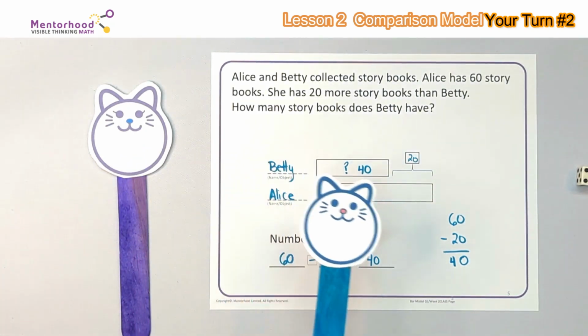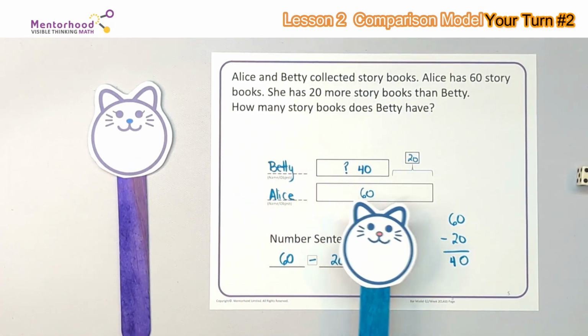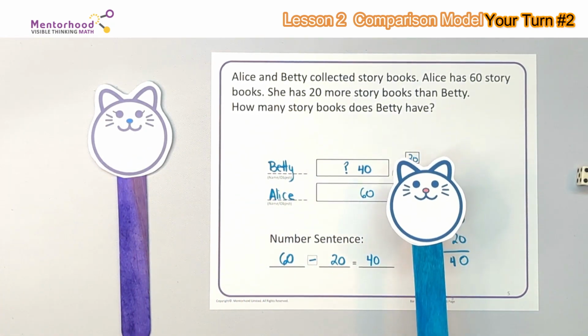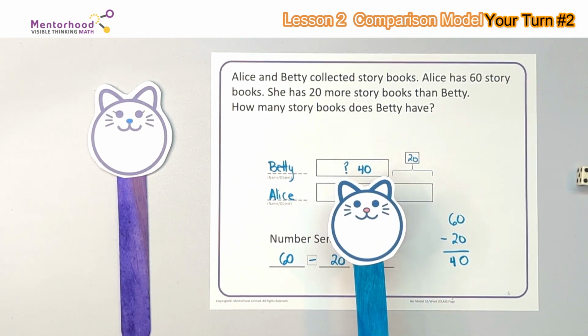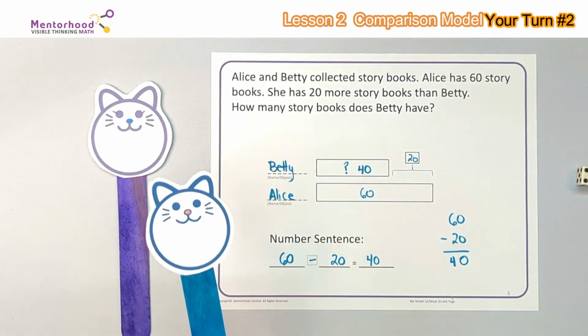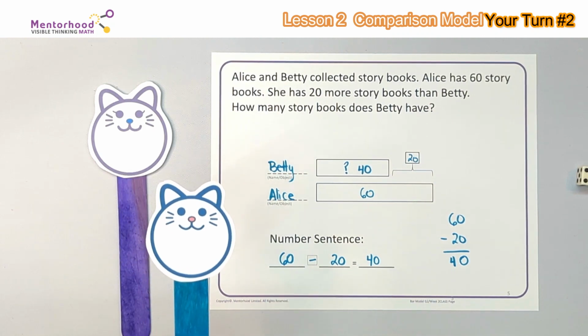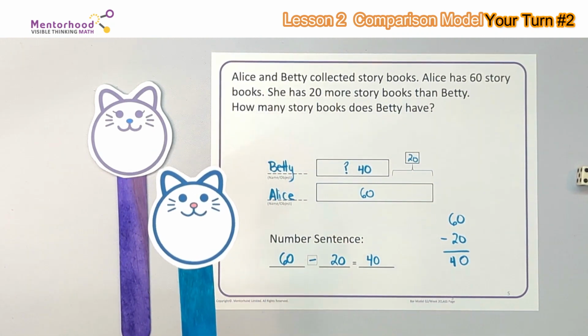So if Alice has 60 storybooks and she's got 20 more than Betty has, Betty must have 40 books. Great job! I'll bet you got the same answer. If not, you can always rewind and try again.